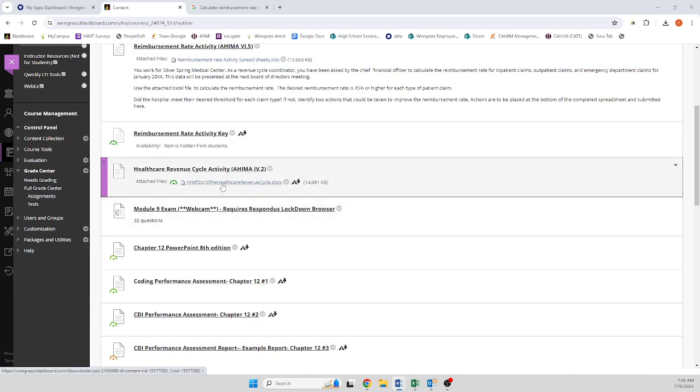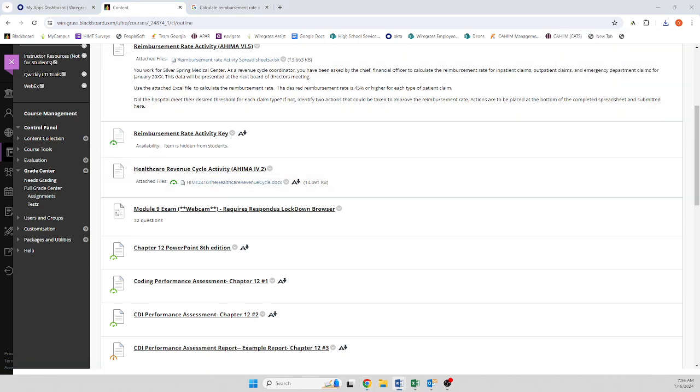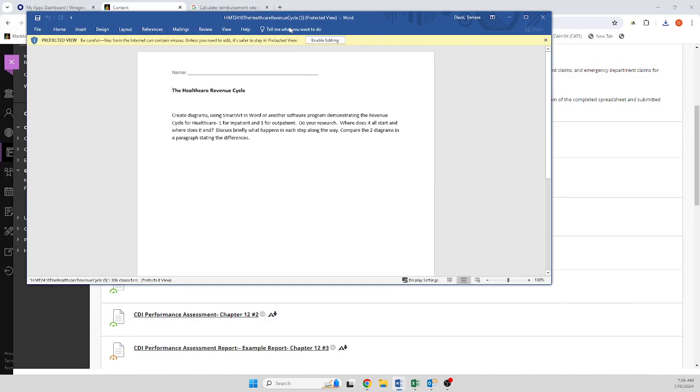All right, our next homework is healthcare revenue cycle. Creating diagrams: use SmartArt in Word or another software program to demonstrate the revenue cycle for healthcare. You're going to do one for inpatient and one for outpatient, and yes, they are different. Do your research. Where does it all start? Where does it end? Discuss briefly what happens in each step along the way.